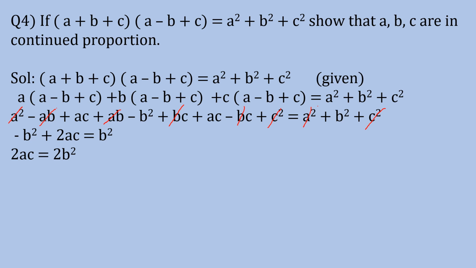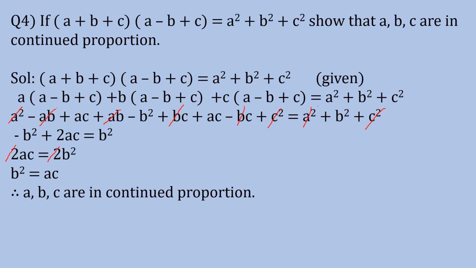Now students, you can see 2 is also common, it will also get cancelled. So let's cancel 2 and 2 also. So what do you get in the next step, students? Therefore b square is equal to AC. Now b square is equal to AC. When we get b square is equal to AC, it means that A, B, C are in continued proportion. Therefore, the final statement you'll write down: therefore, A, B, C are in continued proportion. Okay. Now moving to the next sum. Last one. The fifth one we have omitted.